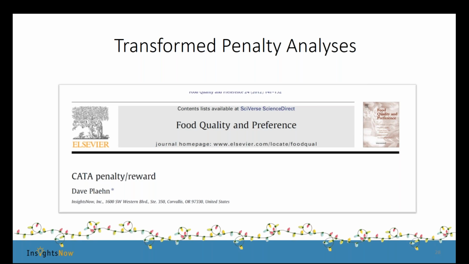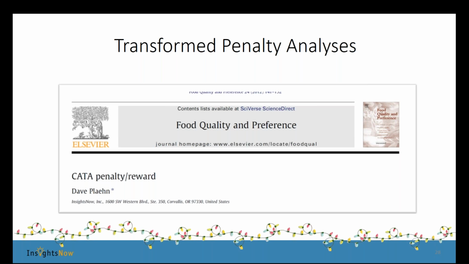It says, how much does that impact my liking score? It's a wonderful way to look at penalties against your key attribute or key benefit of the product. CATA can do the same analysis with Check-All-That-Apply as well, but you can also look at the reward side, not just the penalty side of it.